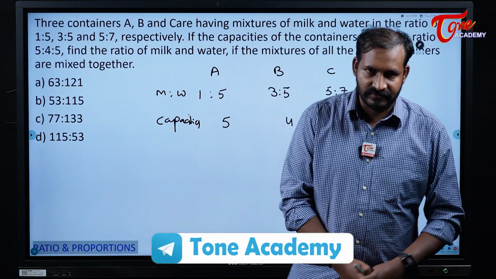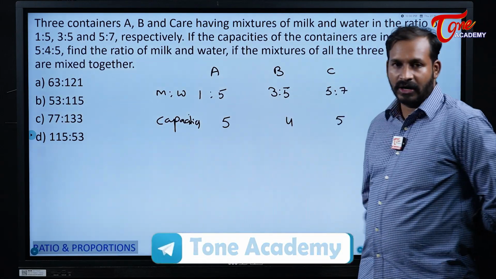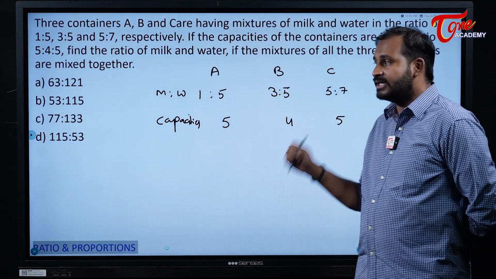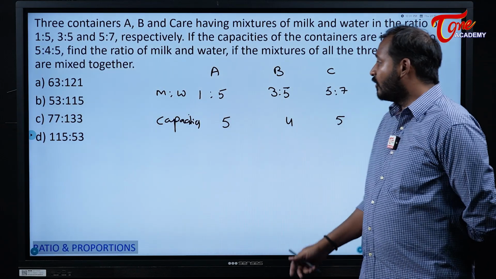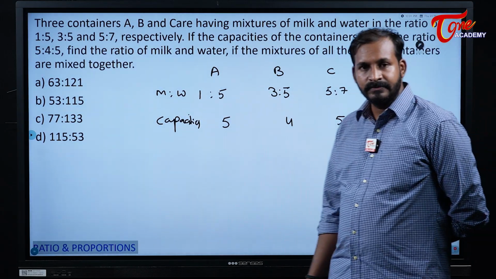Similar to our previous one only. But there they gave us the quantities, but here they gave us the relation between them. And at last also they asked us the relation between them. Now tell me how we can solve this problem.